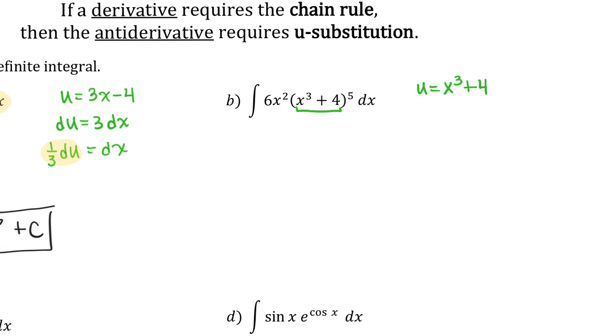Okay, let me take du and then see if that's going to resemble anything in our problem. So this is du equals 3x squared dx. Derivative of 4 is nothing. Okay, let me look at this now.